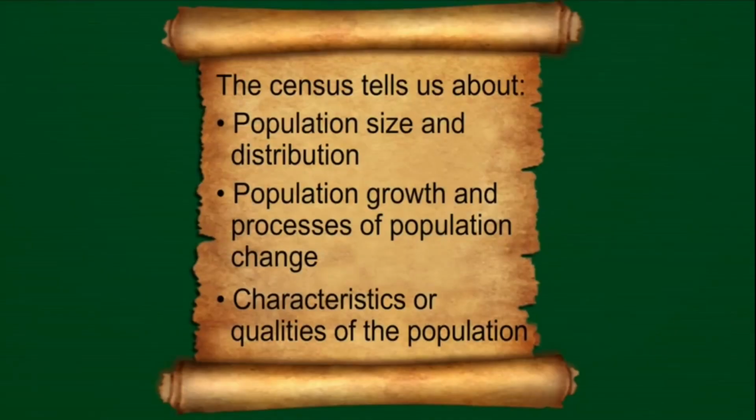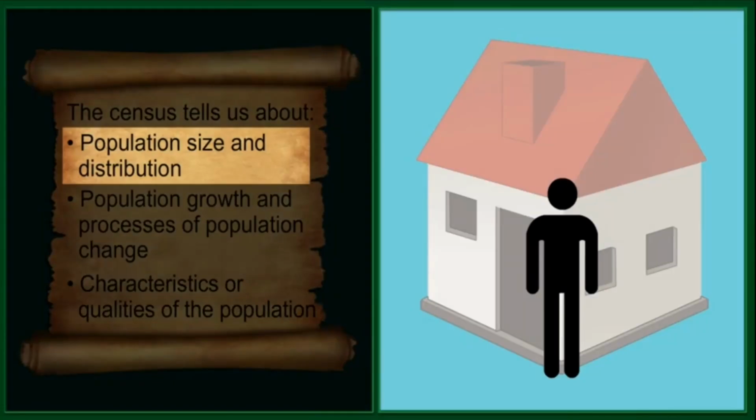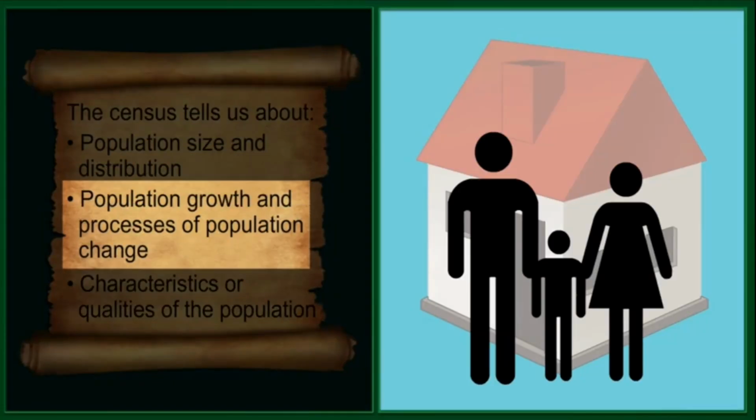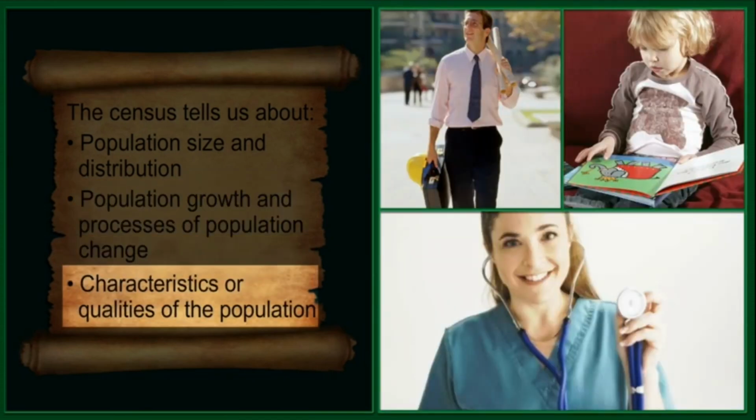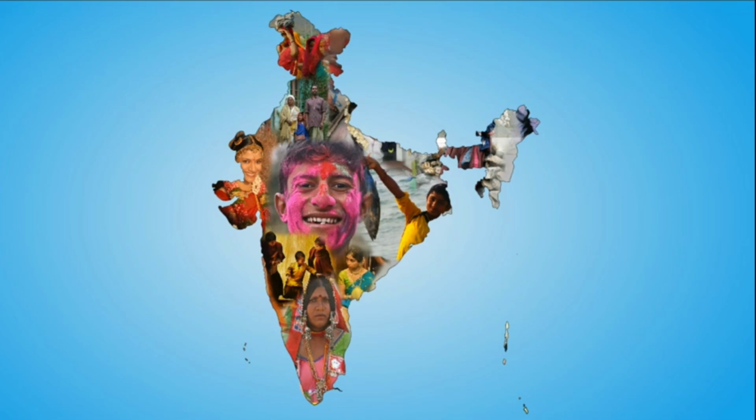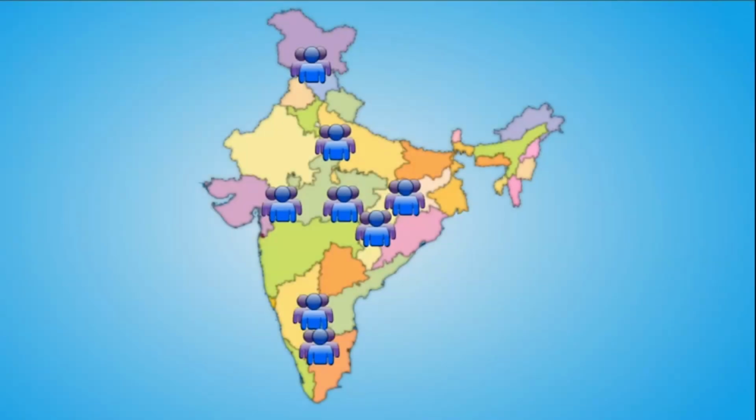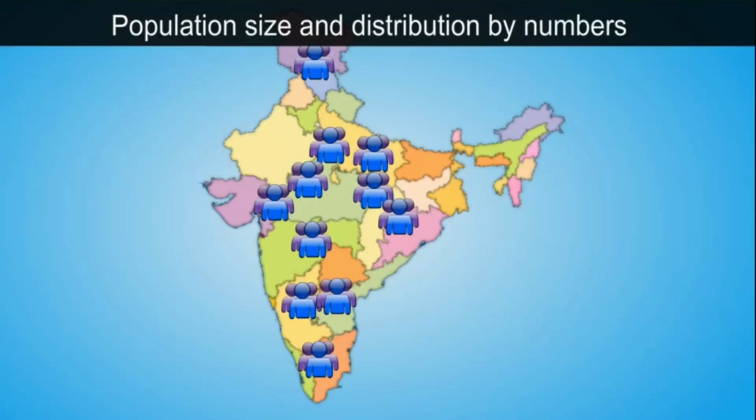The census provides answers to 3 primary questions about the population. How many people are there and where are they located? How has the population grown and changed through time? What are the age, sex composition, literacy level, occupational structure, and health condition of the population? Let's first look at population size and distribution. Population distribution can be studied both by numbers and density. Let's first look at population size and distribution by numbers.